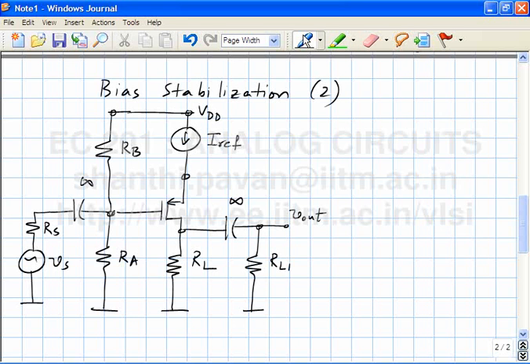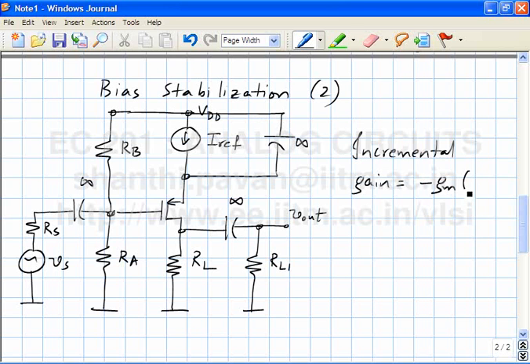If I wanted to get a gain of minus GM times RL parallel RL1, what should I do? I need the source to be incrementally grounded, so I put an infinite capacitor between the source and VDD. This plate of this capacitor, instead of hooking it to VDD, I could hook it to ground or any other constant potential voltage source, which for incremental signals is ground. So the incremental gain is minus GM RL parallel RL1.